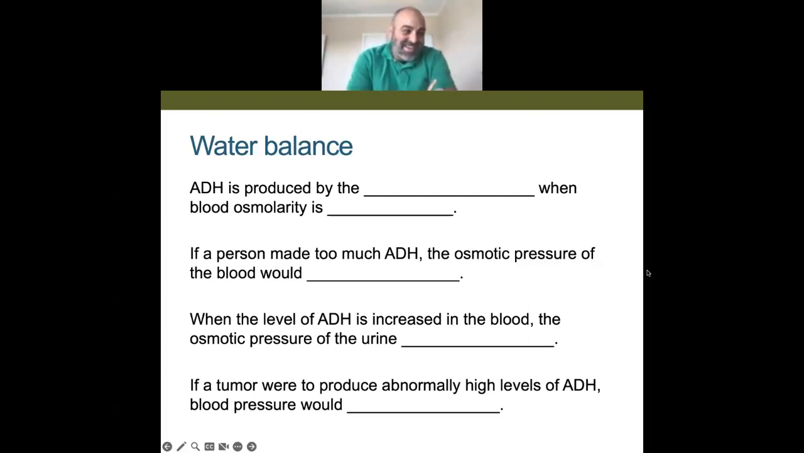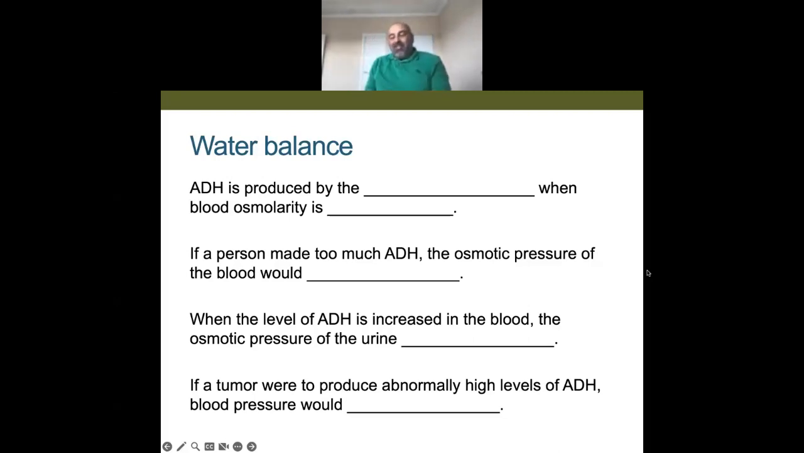All right, ADH is produced by the kidneys or liver. It's one of those two things. Hypothalamus. Oh, yeah. I'm not good with remembering things. You gotta refresh on the A&P 2.